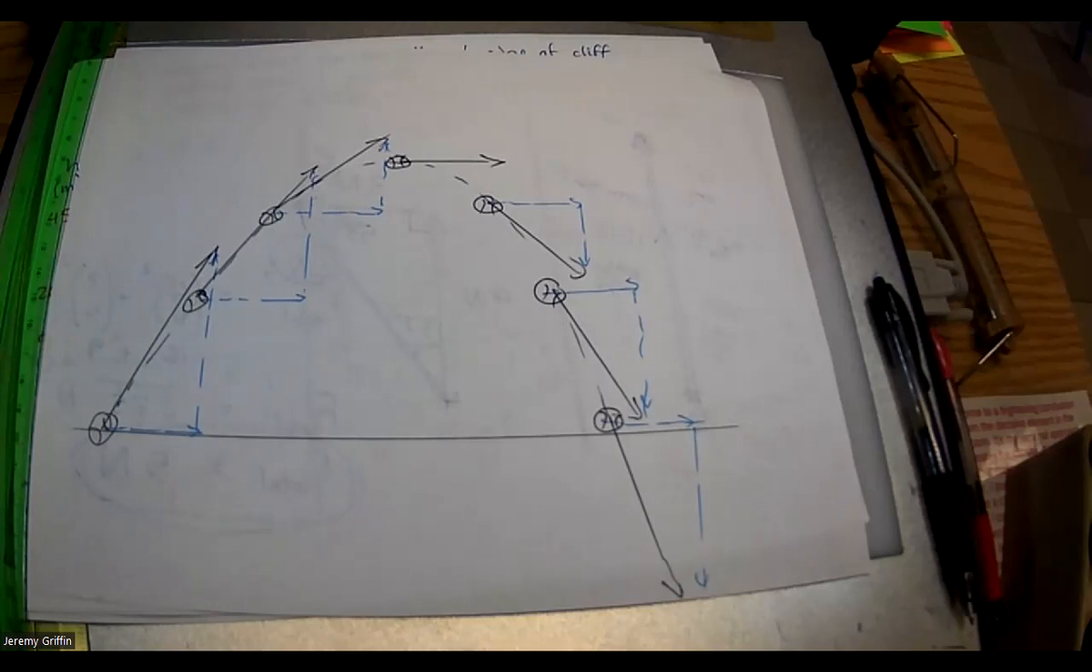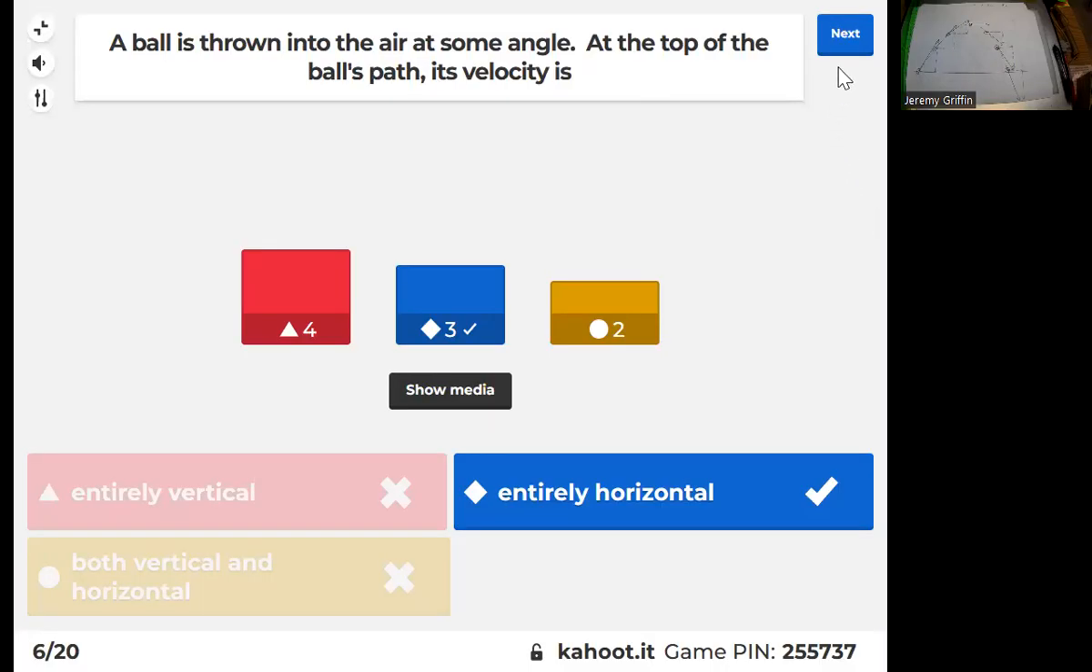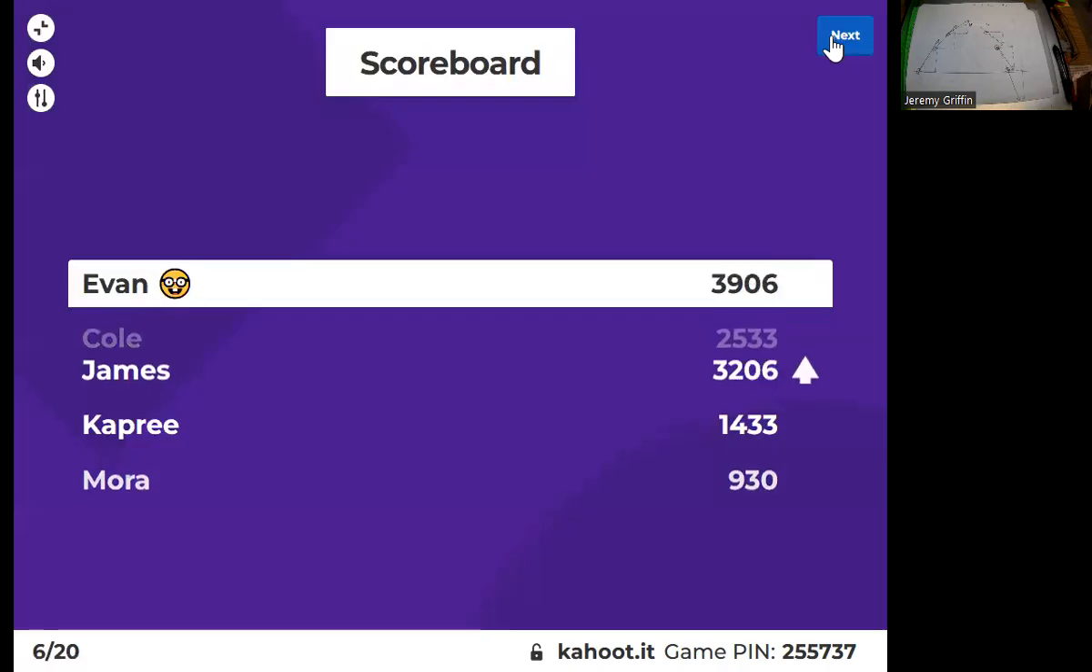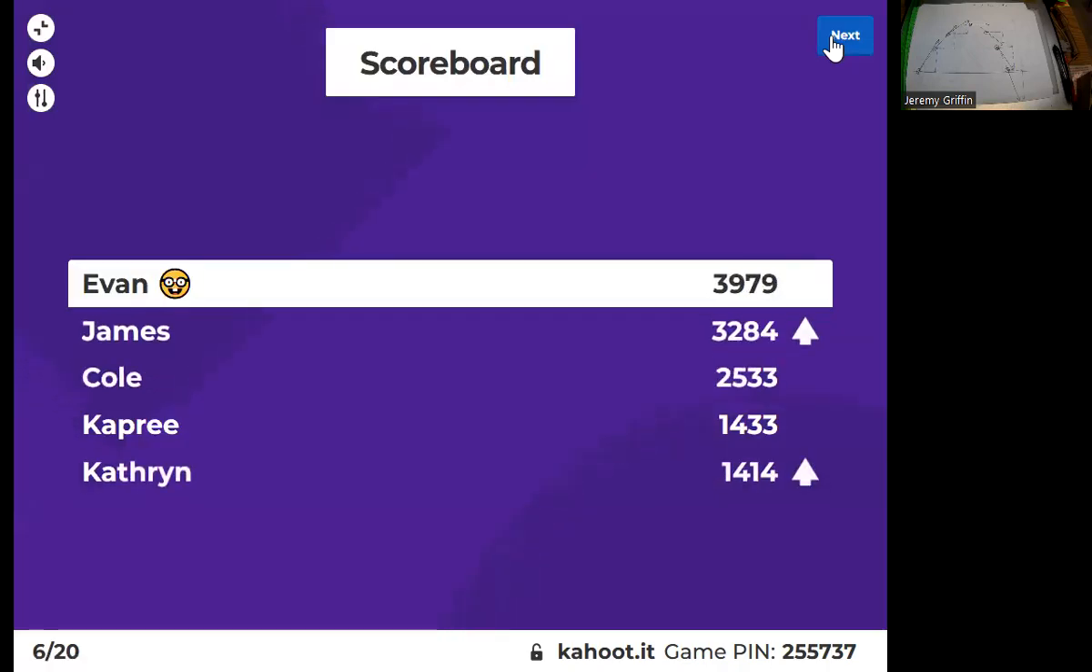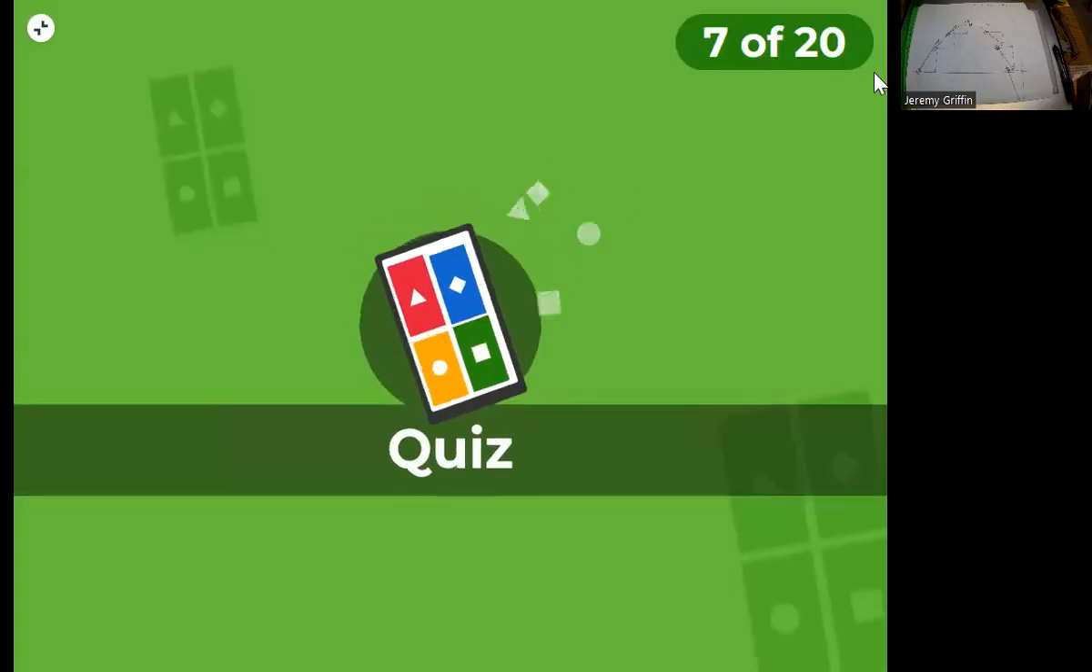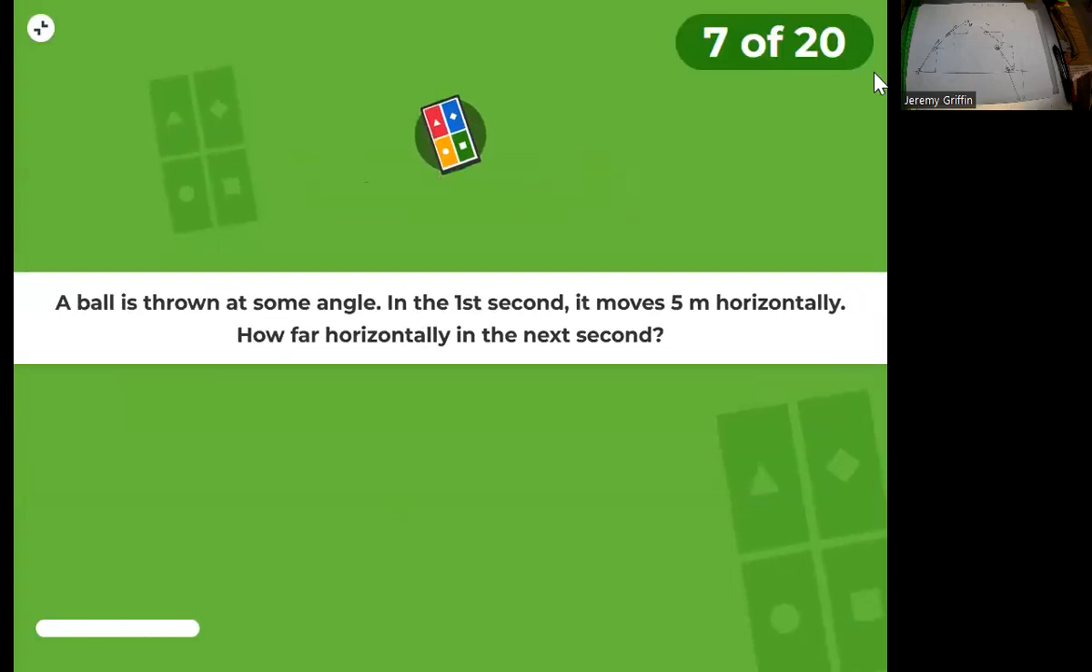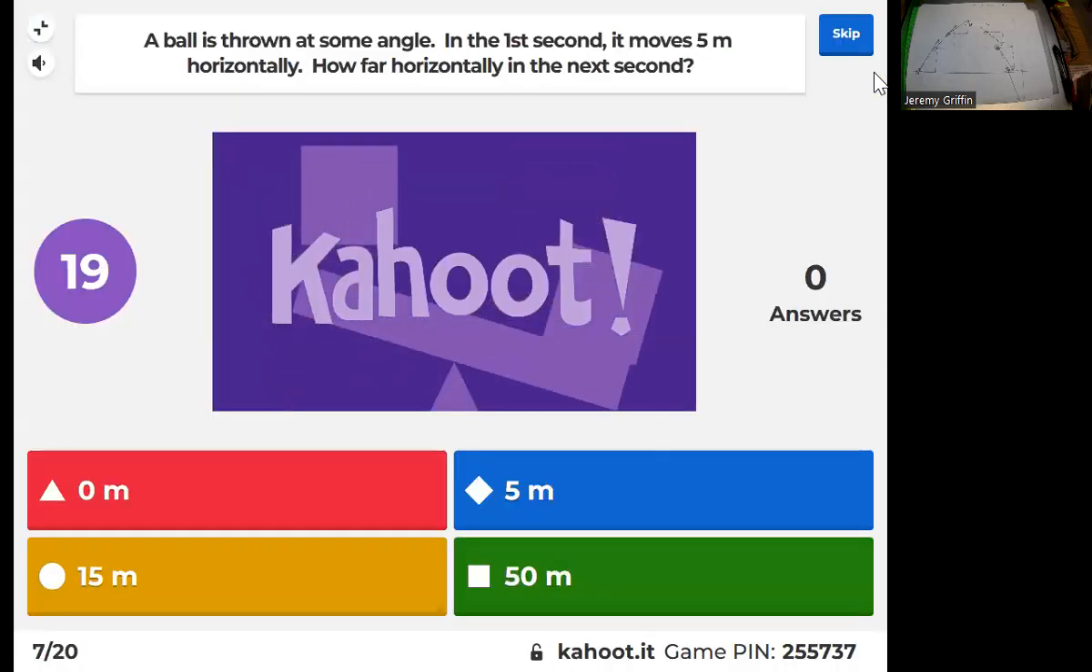Back to Kahoot. All right, got Evan, James, Cole, Capri, Catherine, top 5. A ball is thrown into the air at some angle. In the first second, it moves 5 meters horizontally. How far horizontally in the next second?